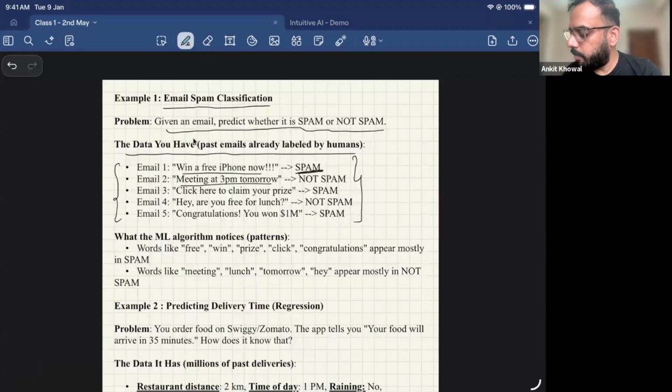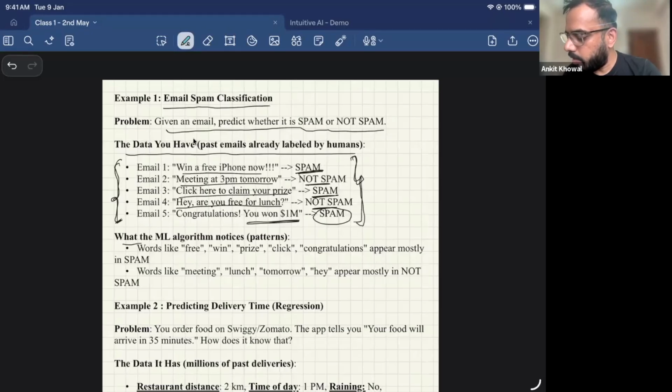Email 2, meeting at 3 p.m. tomorrow, nothing fishy in it. So it will be marked as not spam. Email 3, click here to claim your prize. Again, clicking and claiming prizes are related to spam. So this will be marked as spam. Hey, are you free for lunch? This also looks like an okay thing, so it will be marked as not spam. Congratulations, you have won 1 million, right? These are all things related to spam, so it will be marked as spam. So this is the past data on which the model will be trained, and based on experience, humans will label this data.